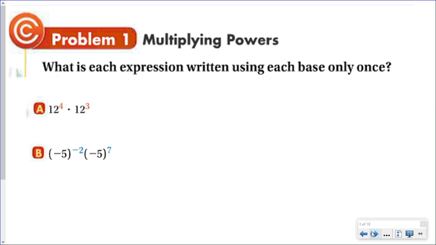Let's say you have a base of 12 for both of them. They both have a base of 12, and it's important that they are the exact same number. So this is like having 4 of them, and this over here is like having 3 of them. But the faster thing to do is really just to take 4 plus 3 and get a final answer of 12 raised to the 7th power.